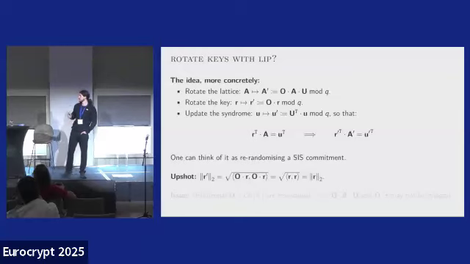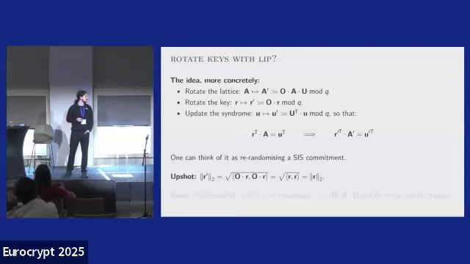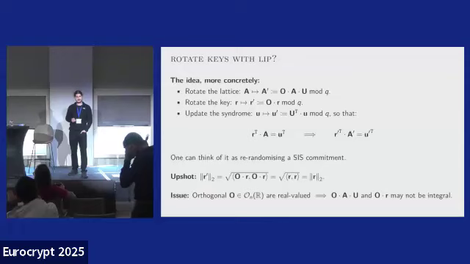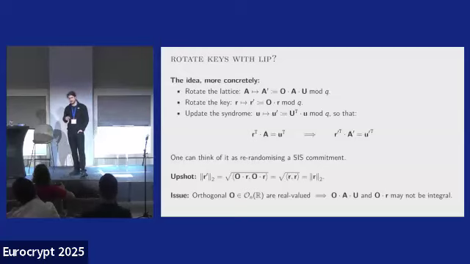So the upshot, the good thing, is that because these O's are isometries in the Euclidean metric, the L2 norm of R prime is exactly the same as the L2 norm of R, so that's great. But the issue is that these matrices are real valued. So even if we start with an integral A, like a QR lattice, or an integral short vector R, once we apply an isometry, this will in general not be integral, right?